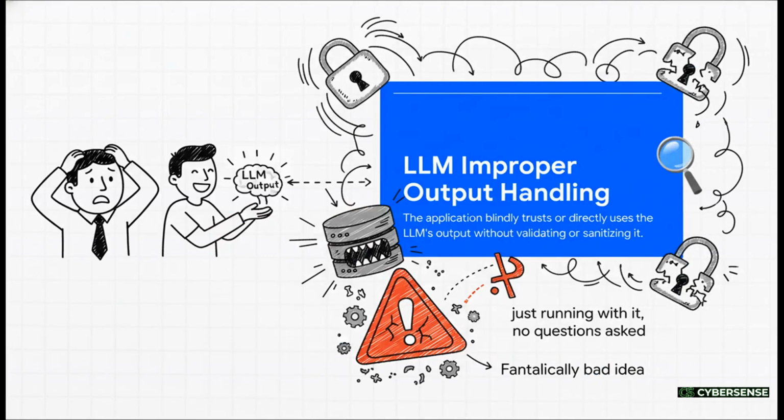And that idea of checking the work brings us right to the official definition. This whole vulnerability happens when we, the managers, just fail to do that. It's when our application takes whatever our brilliant intern, the LLM, gives us and just runs with it. No questions asked, no double checking. And as you're about to see, that is a fantastically bad idea.